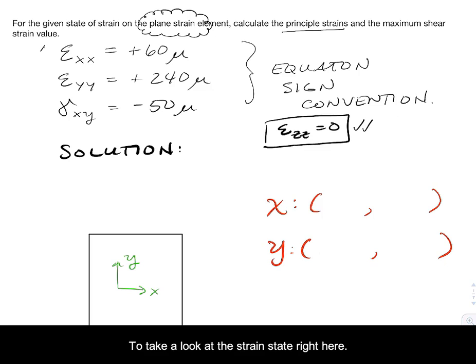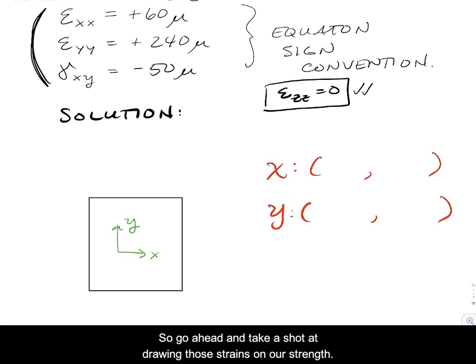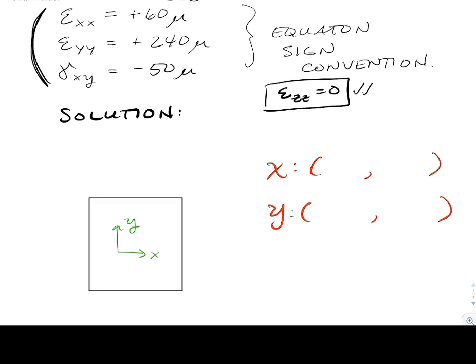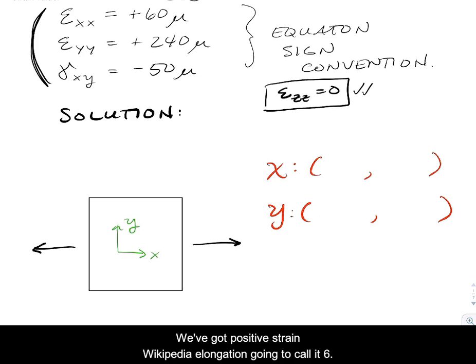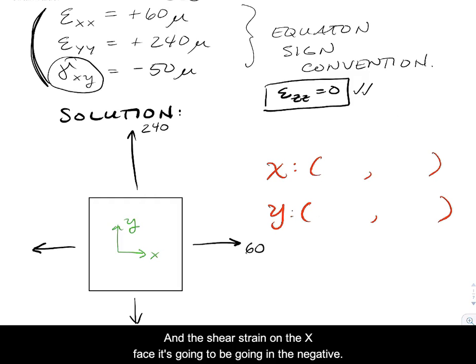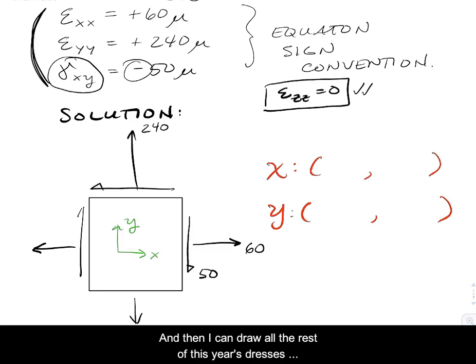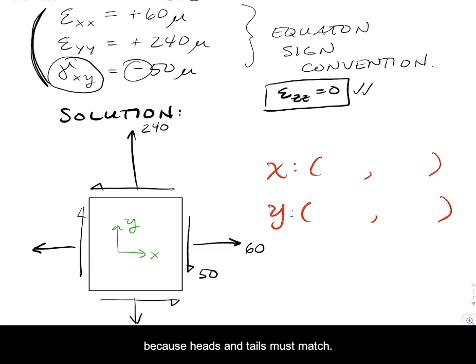So take a look at the strain state right here. It's given to you in equation form using equation sign convention. So go ahead and take a shot at drawing those strains on our strain block. So in the x direction, we've got positive strain, which would be elongation. We're going to call it 60. In the y direction, we've got a much bigger one. It's going to be 240. And the shear strain on the x face, it's going to be going in the negative y direction. It's going to have a value of 50. And then I can draw all the rest of the shear strains because heads and tails must match.